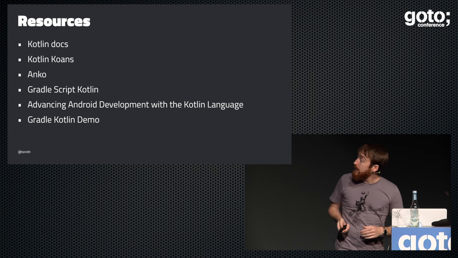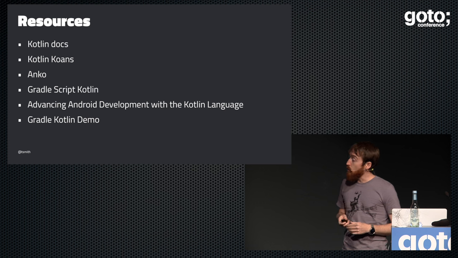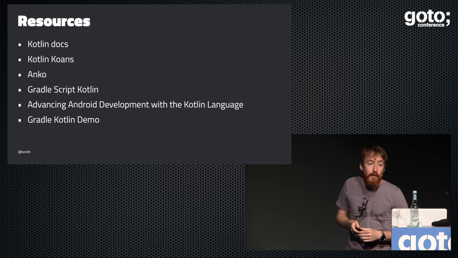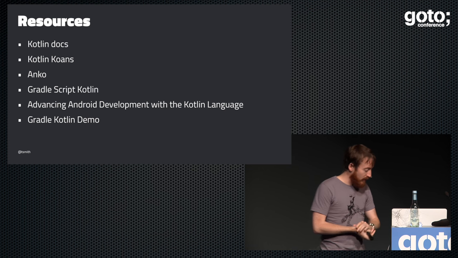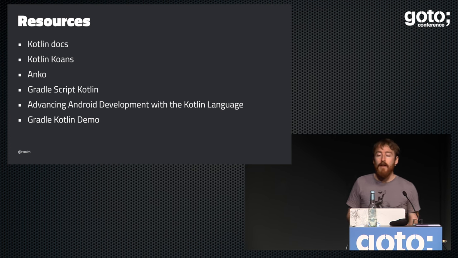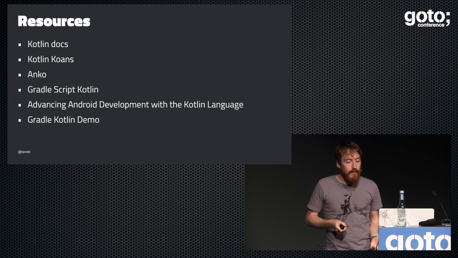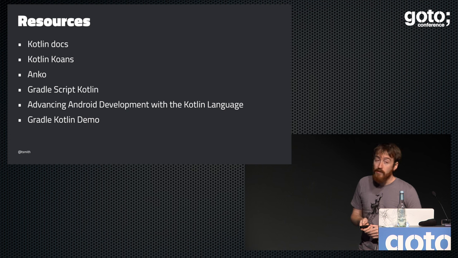Anko is that cool plugin that I showed earlier. It's open source. You can dig into that. It's kind of cool to replace the XML layouts. I wouldn't necessarily use that in production. I know that some apps are, but it's kind of cool to see how that evolves. There's also the official Gradle repo that has examples of using Kotlin in build scripts now.